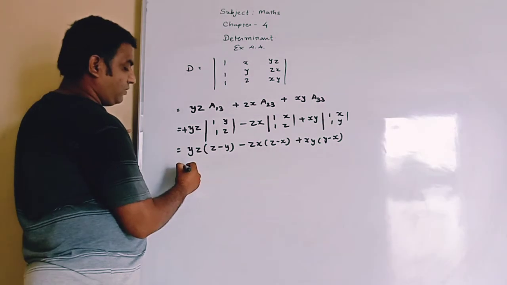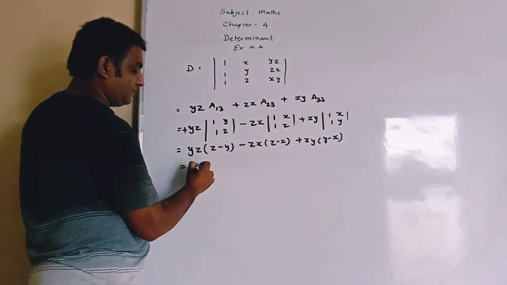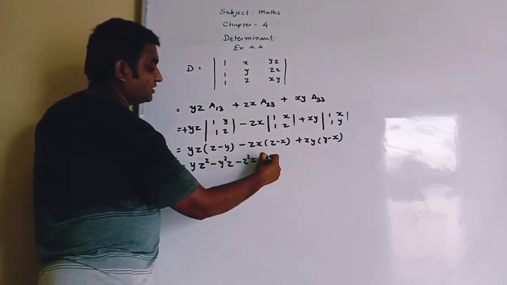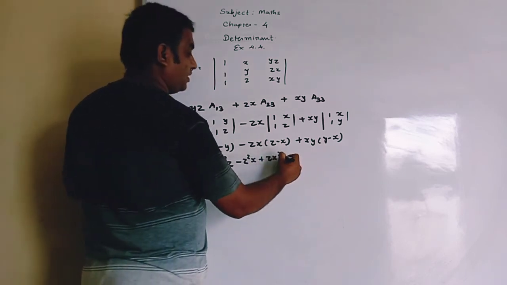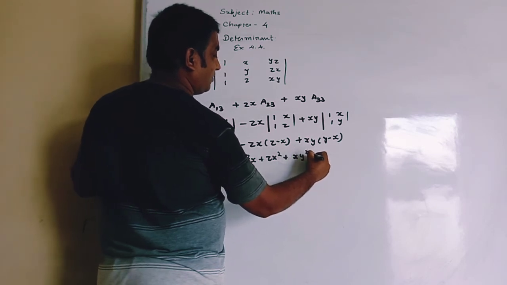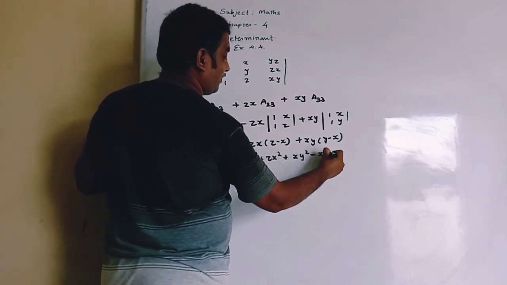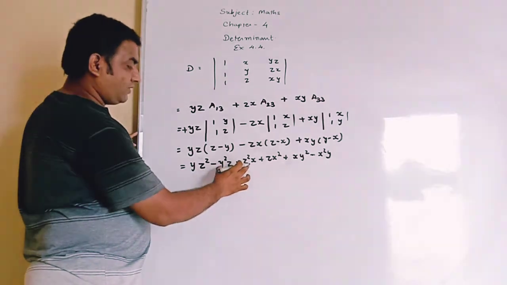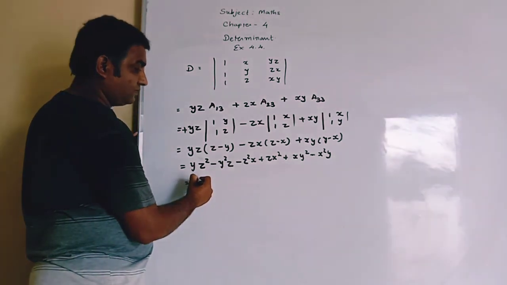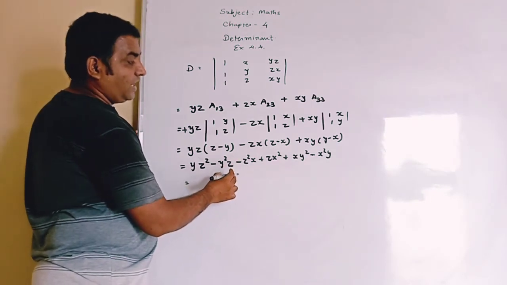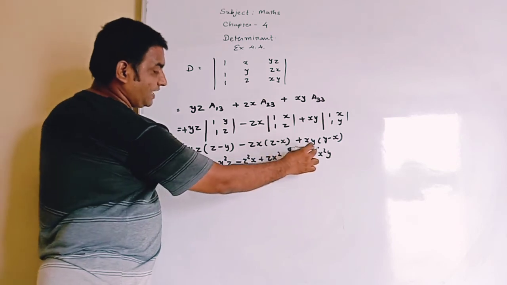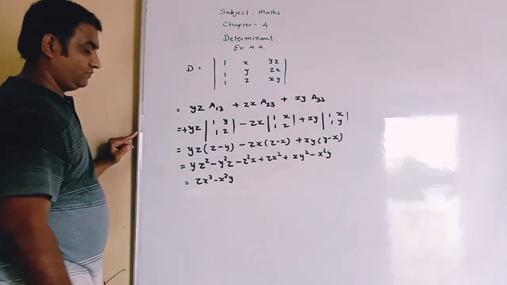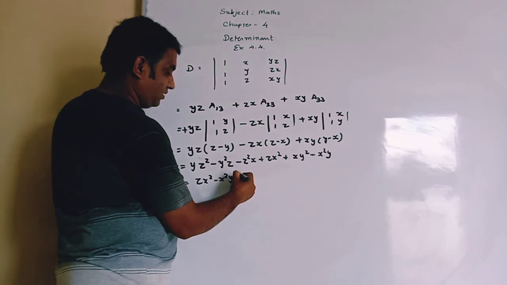So multiplying each element inside, we get yz squared minus y squared z minus z squared x plus zx squared plus xy squared minus x squared y. The terms containing x squared we write together first: zx squared minus x squared y.